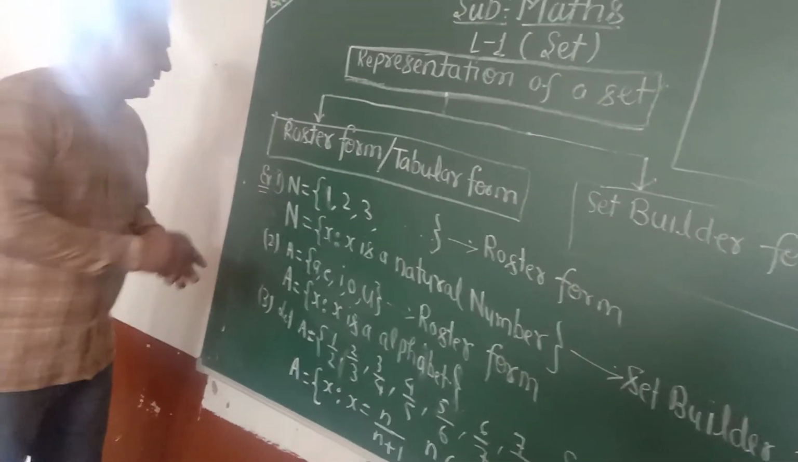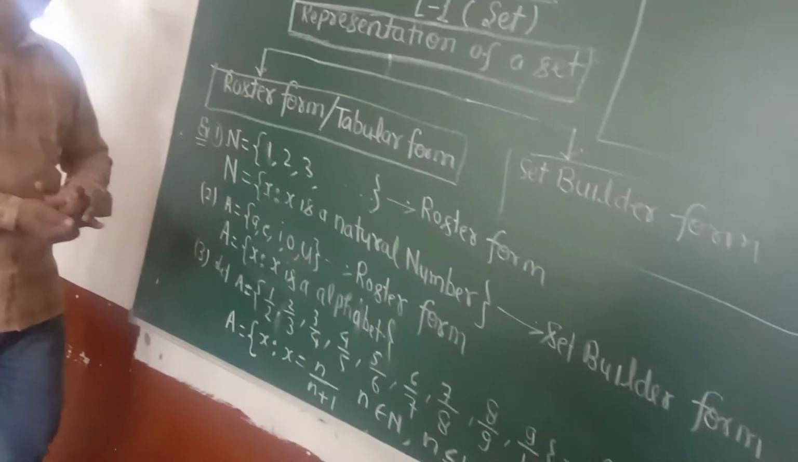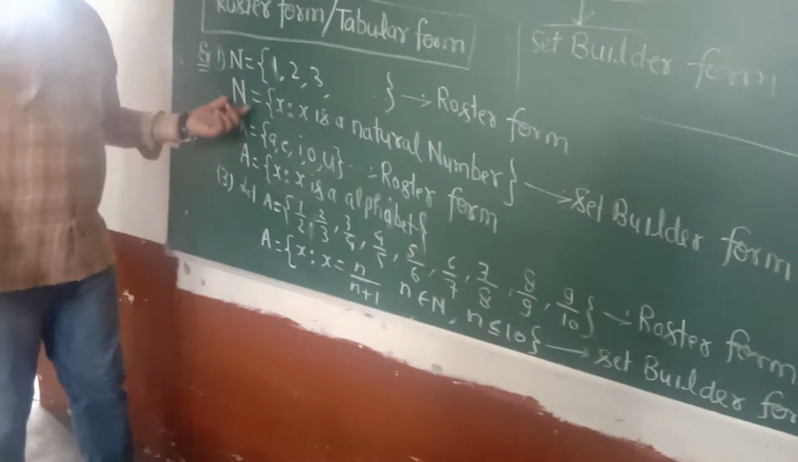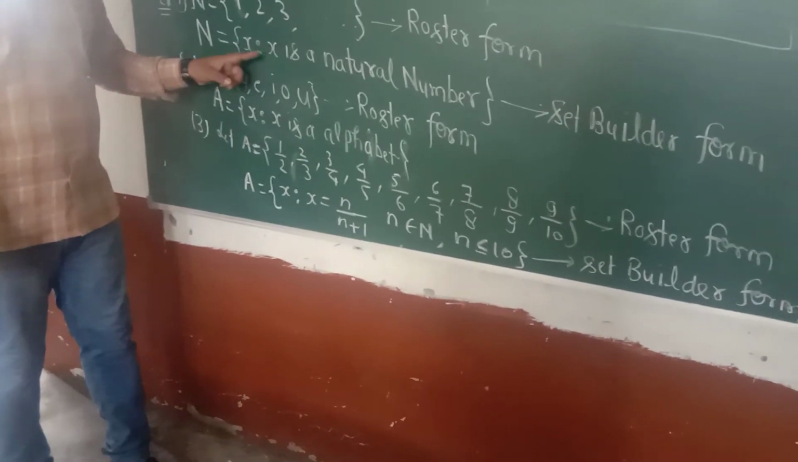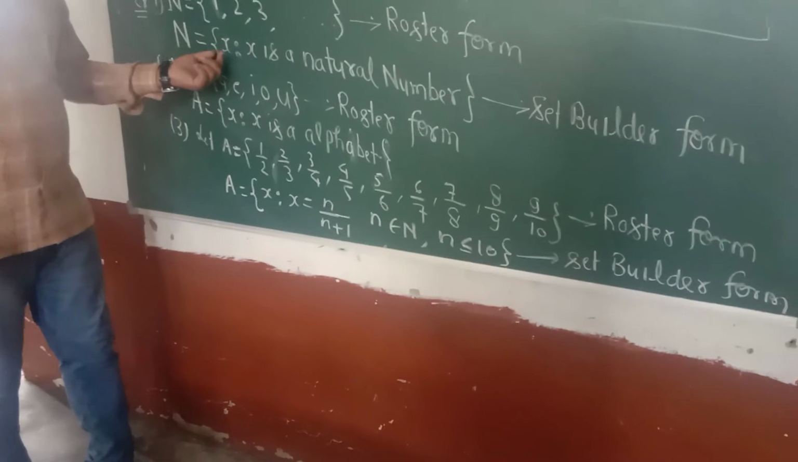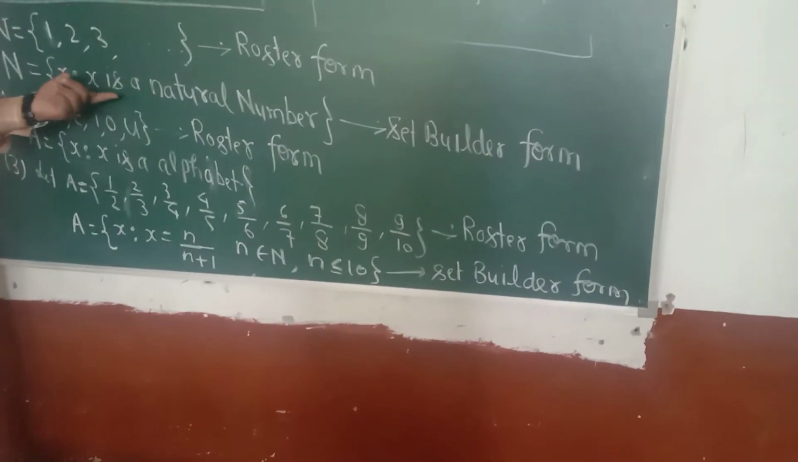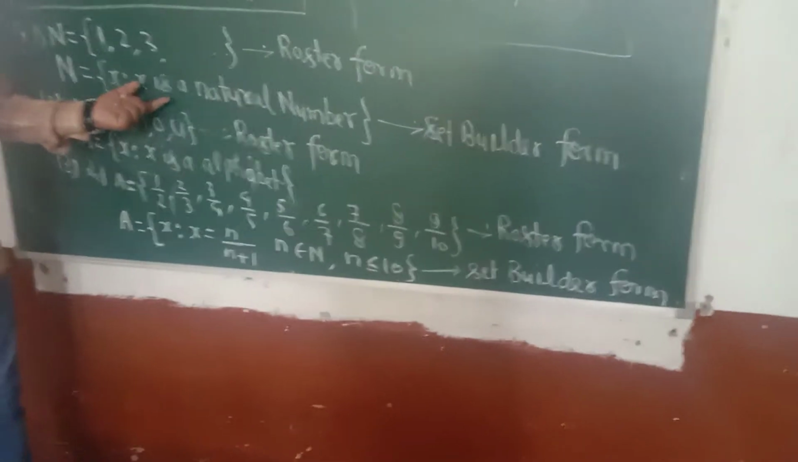So you see that there are two types of representation of the set of natural numbers. In one, all the elements are written in curly brackets with commas, and in the second we write x such that x is a natural number. It means what? X such that x is a natural number. We write here what x is. It means the criteria of x.